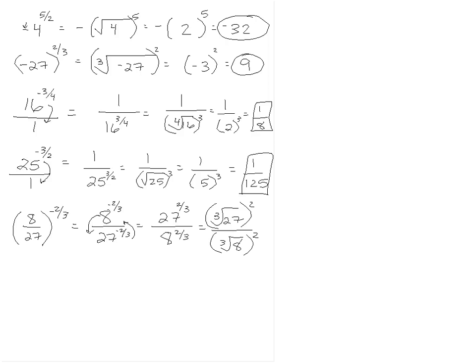Take a look at that for a minute. Make sure you got it. All right, what is the cube root of 27 in the numerator? The cube root of 27 is 3. And what is the cube root of 8? 2. 3 squared is 9, and 2 squared is 4. And there's your answer.